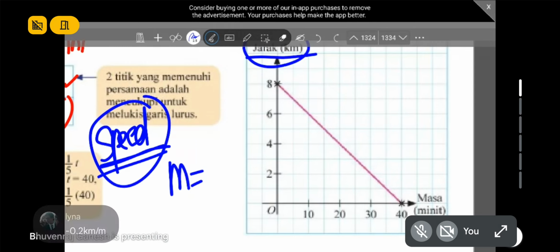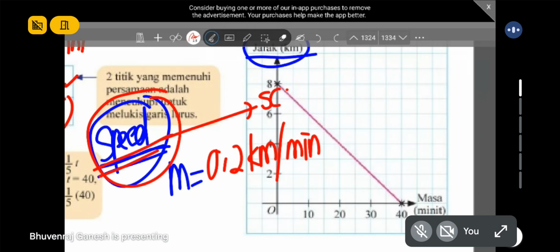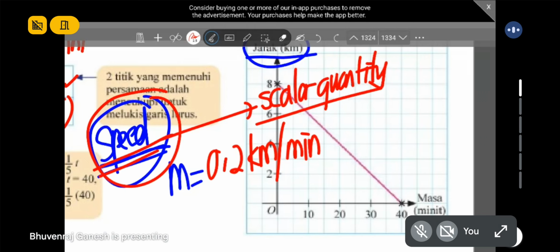Okay? When you guys write answer, right? Remember, when question asks to find speed, you always put positive. Kilometer per minute. Jangan letak negatif. Faham tak? Sebab laju adalah quantity scalar. Okay, speed is a scalar quantity. Scalar quantity tak ada positif negatif. Faham tak? Kita lihat magnitude saja.